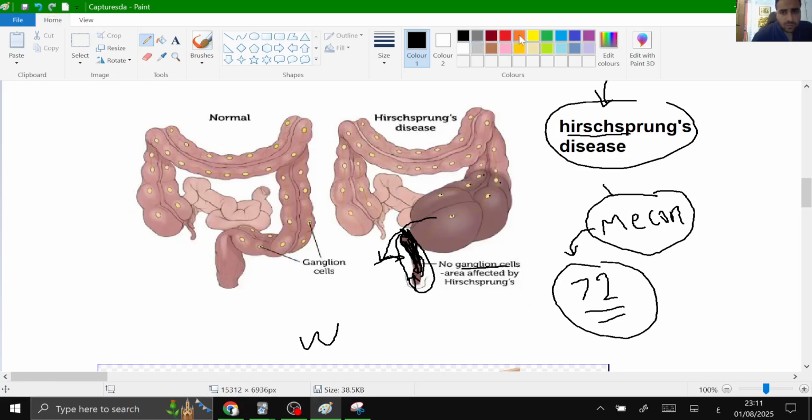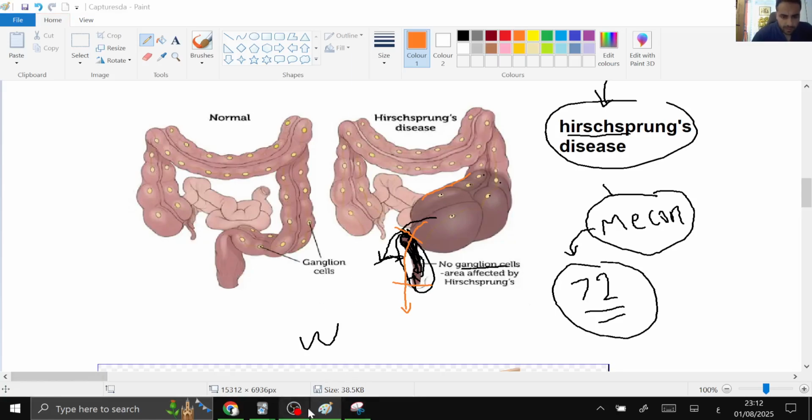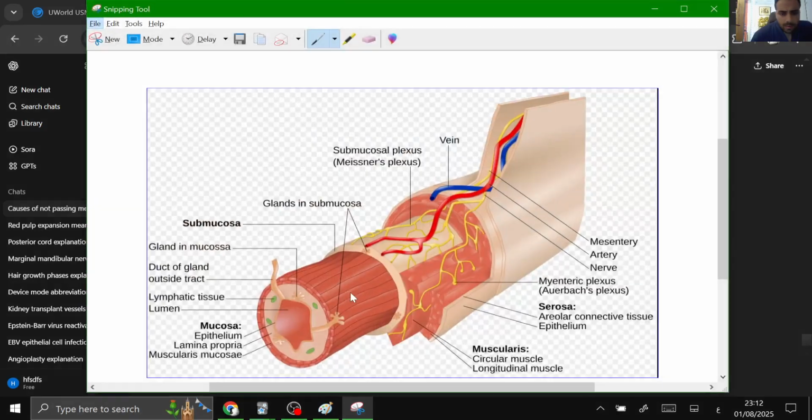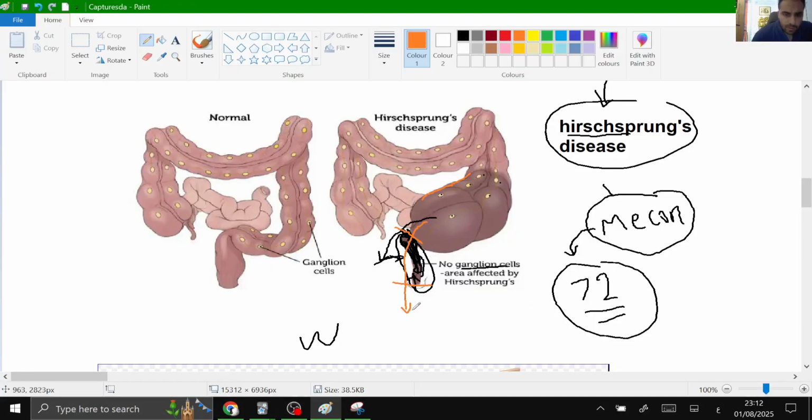So what do we do in the operation? We will remove the rectum, the part that does not have any ganglion cells, and then the normal bowel, we will pull it downward through the pelvis. And then once we reach the anus and the muscles around the anus, we will suture it to the anus. And that's why it's called the anorectal pull-through procedure.